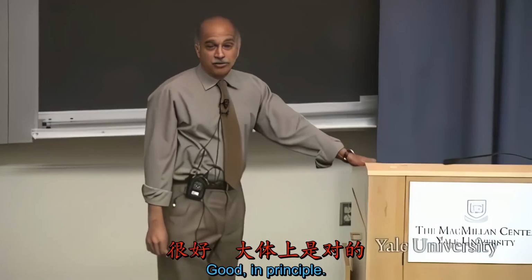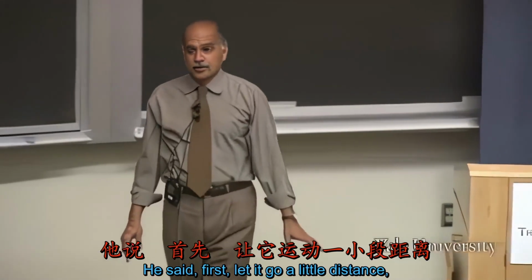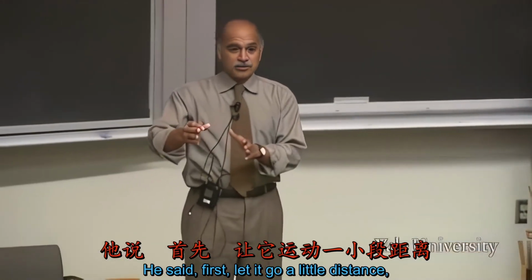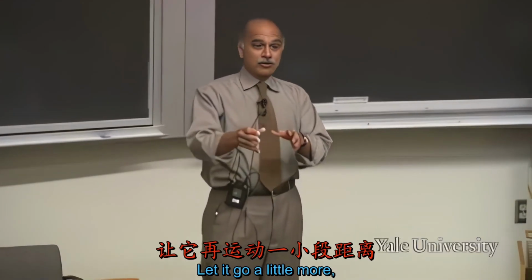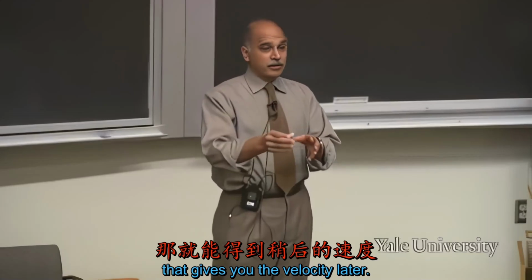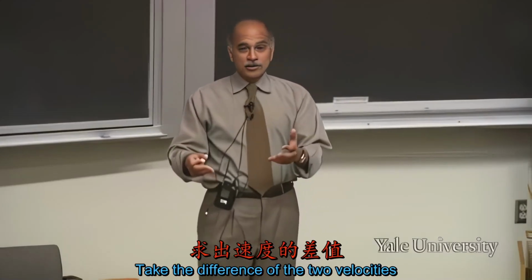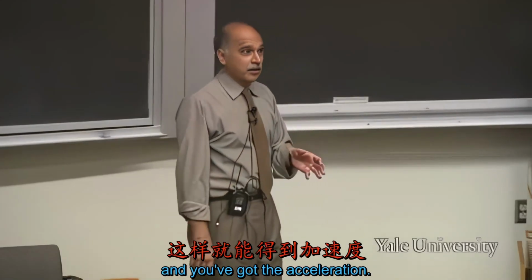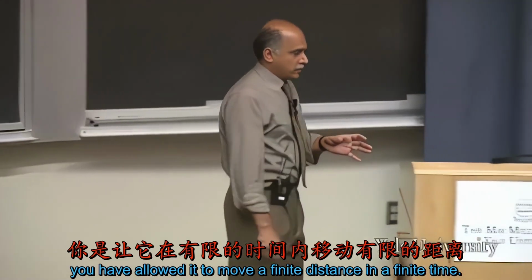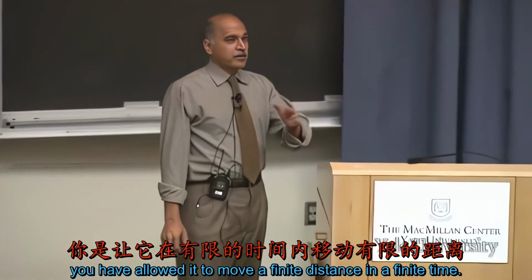Good. So in principle, let me repeat what he said. He said, first let it go a little distance. Take the distance over time. That gives you the velocity now. Let it go a little more. That gives you the velocity later. Take the difference of the two velocities, divide by the difference of the two times, and you got the acceleration. Of course, you have allowed it to move a finite distance and a finite time.